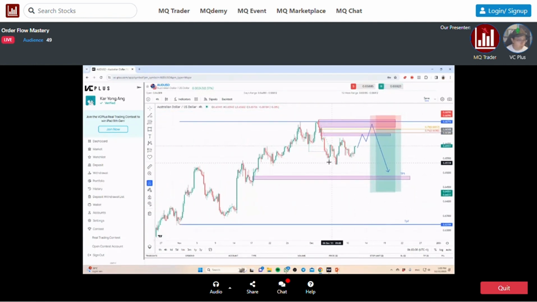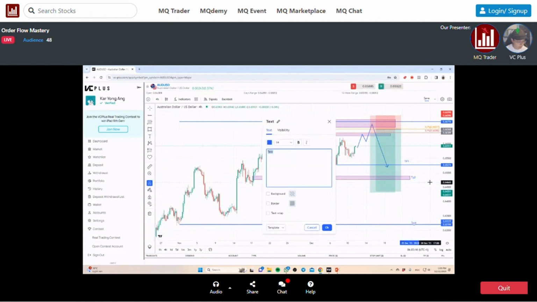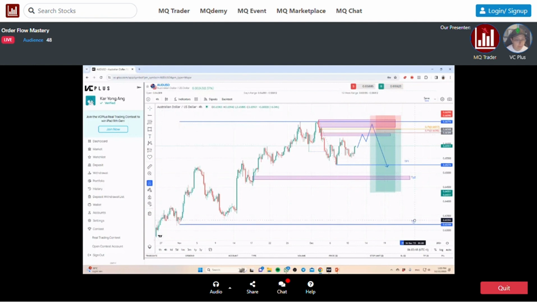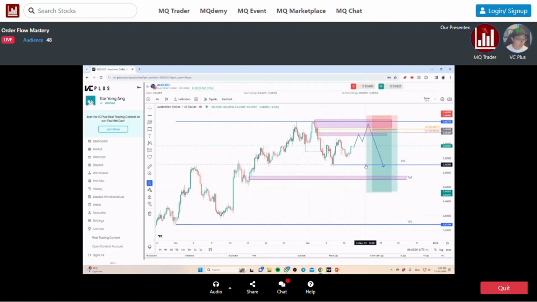Now if you are even more conservative, you can consider the previous swing low as your target one. And then you have TP1, you have TP2, and then maybe that's going to be the final take profit, TP3. So it's a very mechanical strategy that you can actually utilize based on the principle of order flow, or smart money concept. Okay, so that's the Aussie dollar. We have something there.